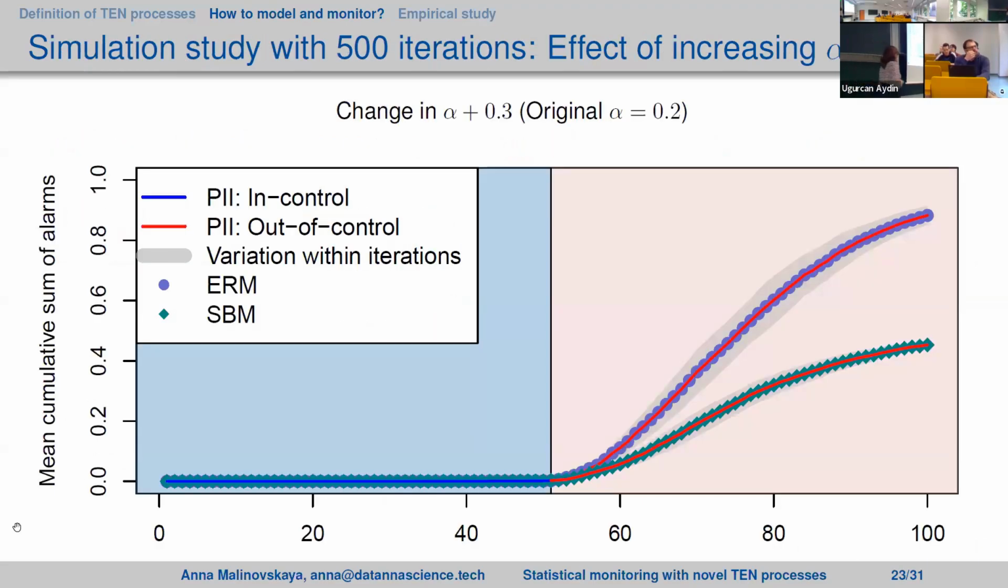And here's the idea: if we combine everything, what could it look like in the simulation? In the simulation study, we had 500 iterations over 10 flows. On the y-axis we plot the mean cumulative sum of alarms, the mean value of the intensity function. As expected, in phase 1 nothing happens, and then in phase 2 it gradually starts producing alarms.